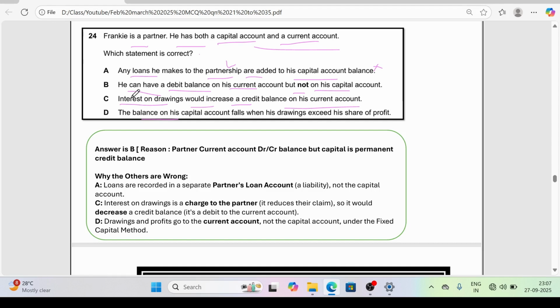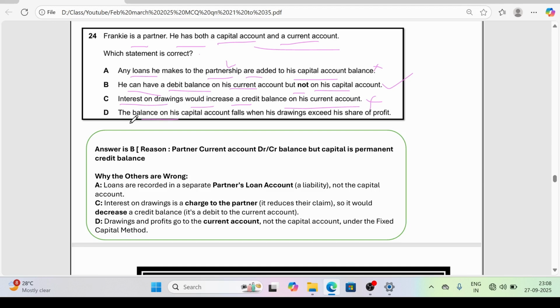Then option B, he can have a debit balance on his current account, but not on his capital account. Yes, this is correct, because the current account opening balance sometimes will be on the debit side and sometimes on the credit side, based on the questions. And here, interest on drawings would increase a credit balance. Interest on drawings normally will come on the debit side. I will show you the format. Interest on drawings should be debit side, not credit side. So this answer is also incorrect. In the current account, interest on drawings should be on the debit side.